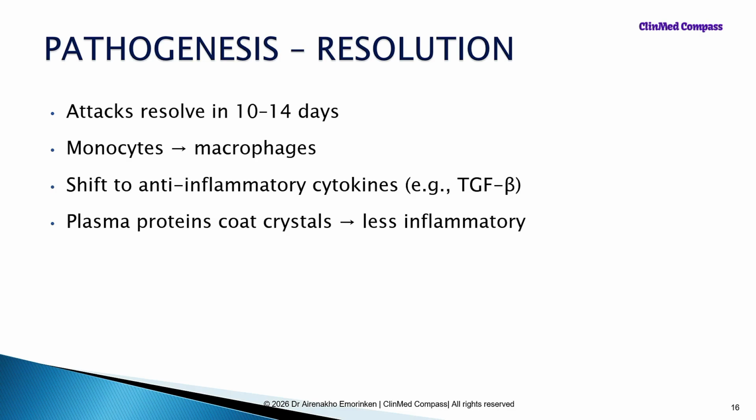Acute attacks are self-limiting, typically resolving within 10 to 14 days. How does resolution occur? Monocytes differentiate into macrophages, which shift the cytokine profile from pro-inflammatory to anti-inflammatory, producing molecules like transforming growth factor beta. Additionally, plasma proteins such as apolipoprotein coat the urate crystals, making them less recognizable to immune cells and thus less inflammatory. This natural resolution is why some patients delay seeking care. But remember, each untreated attack contributes to cumulative joint damage.